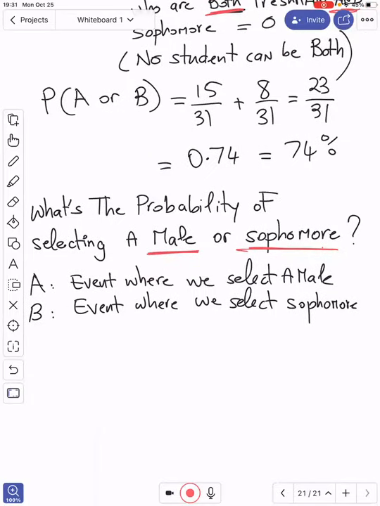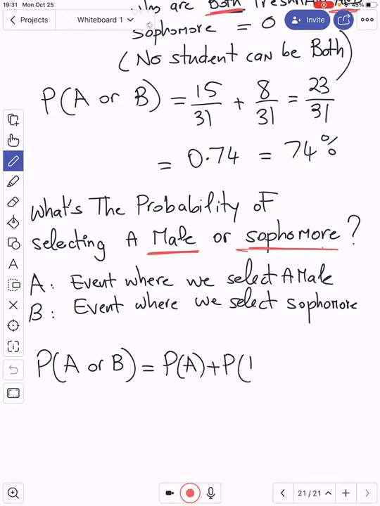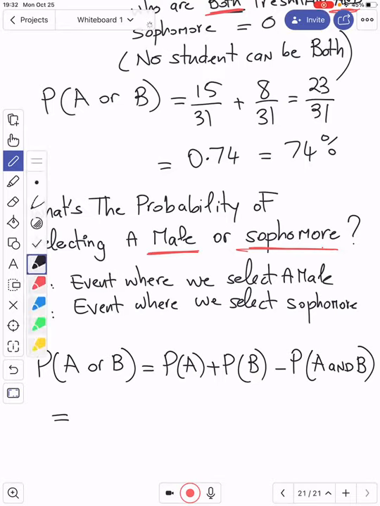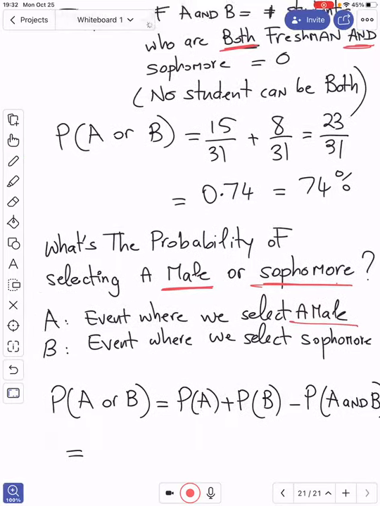We are looking for the probability of A or B, of selecting a male or sophomore. As I said, for the addition rule, if you have A or B, that will be the probability of A plus the probability of B minus the probability of A and B. All right, so let's do first the A. What's the probability of selecting a male? So the frequency of the event.